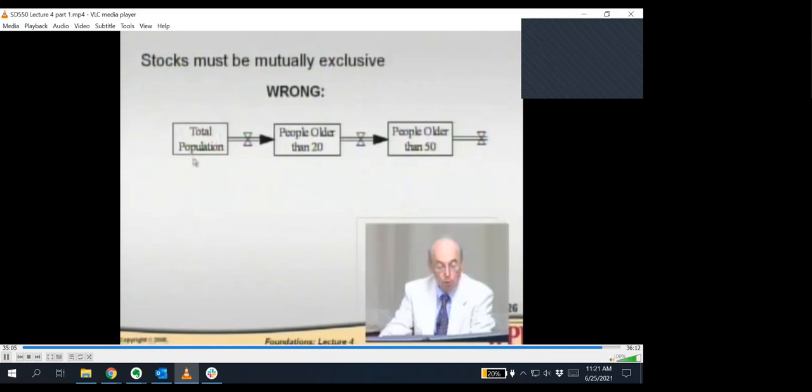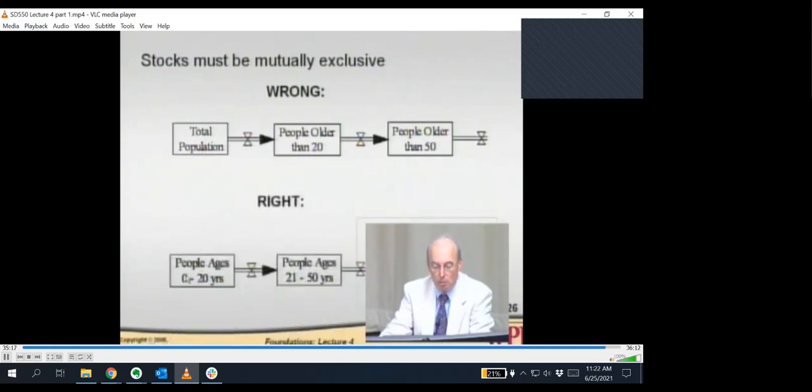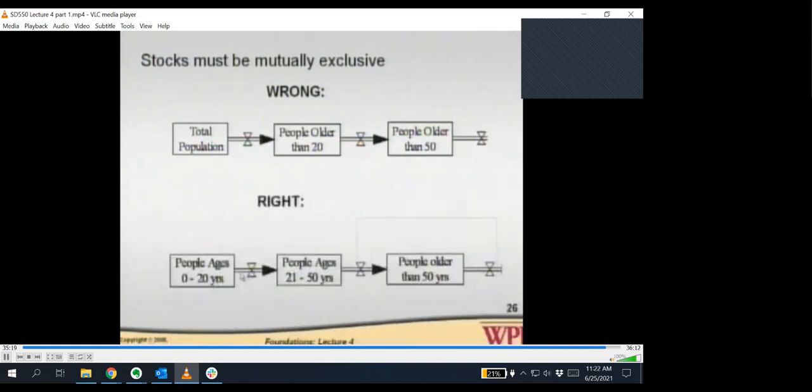Stocks must be mutually exclusive. You have total population flowing into people older than 20, flowing into people older than 50, and so on. That's not right. These are all part of population. The right thing is people 0 to 20 is a stock flowing into people as they age, 21 to 50, and so on. And total population is the sum of these.